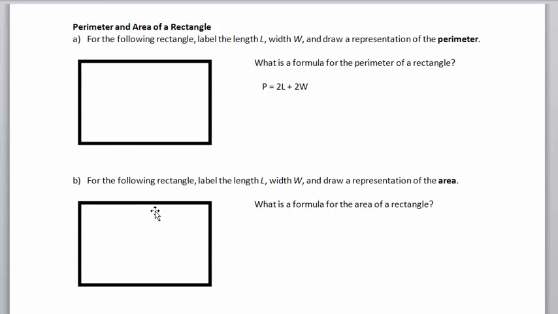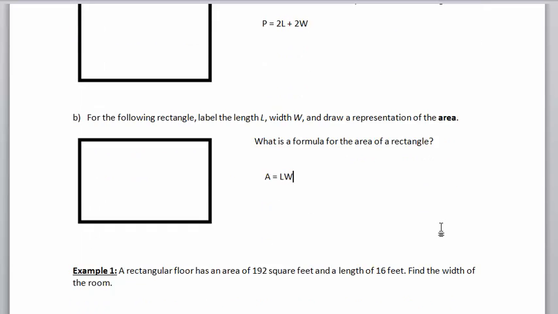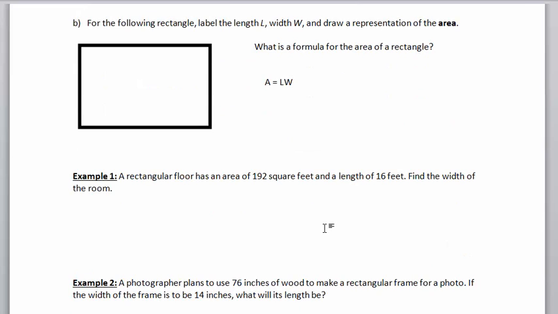Again, my rectangle has length and width. If I want to find the area, we're going to multiply length times width to get the area. So the formula for area is L times W. And in example 1, we have a rectangular floor with an area of 192 square feet and a length of 16 feet. We want to find the width of the room.